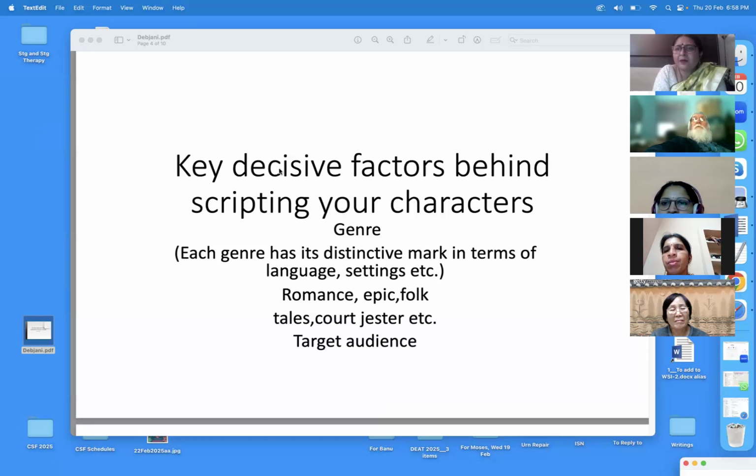All right. So therefore, when we are deciding on scripting our characters, what are the factors that you feel we should take into consideration? And forget my slide. As I said, my slide is only so that I do not forget what I am to say.